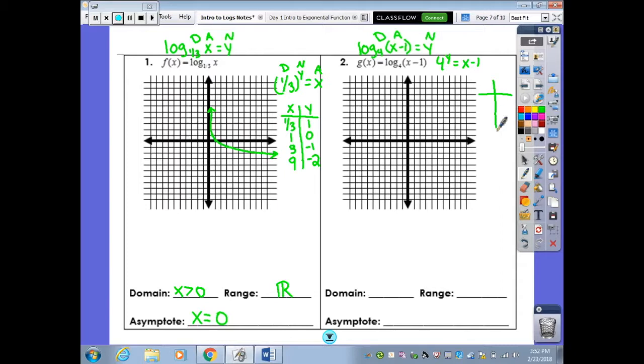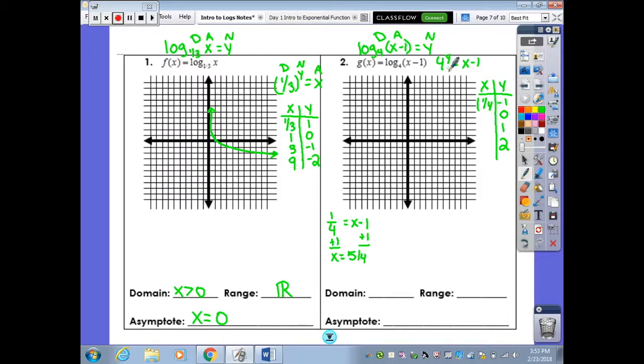We make our table. We're going to do -1, 0, 1, 2. We're choosing y values that are going to make this a nice number. We put -1 in for y. We get 1/4. But we can't just make this 1/4. Now we have to make it 1/4 is equal to x minus 1. So when we add 1 to both sides, we get x is equal to 5/4, which is about 1 1/4.